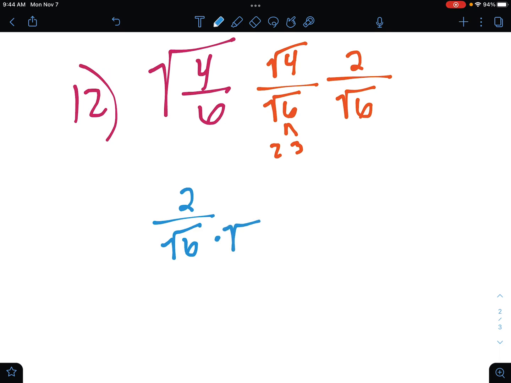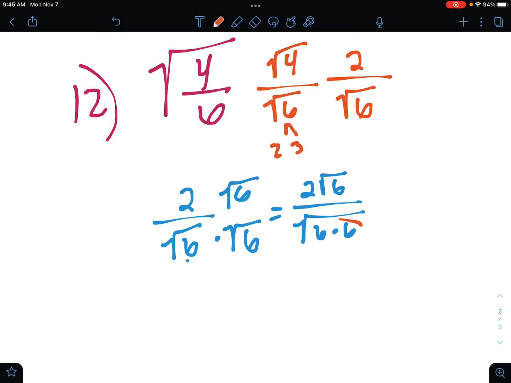So what we're going to do is multiply by what we need. I have 1 six. I need 1 more. Anything I do to the bottom, you have to do to the top. So what happens here? This gives me on top 2 radical 6, and on the bottom, radical 6 times 6. Well, doesn't that give you your nice pretty group of 2? So really on the bottom we have 6, and on the top we have 2 radical 6.